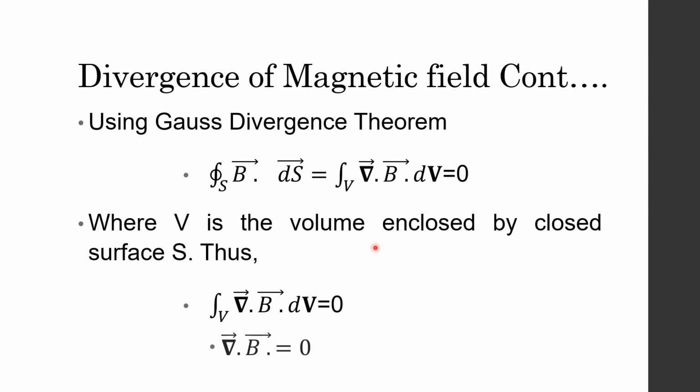So what can we write? We can write the volume integral of del dot B dV is equal to 0, or we can say del dot B is equal to 0. This del dot B is nothing but the divergence of the magnetic field. So what we can say? Divergence of the magnetic field is 0.